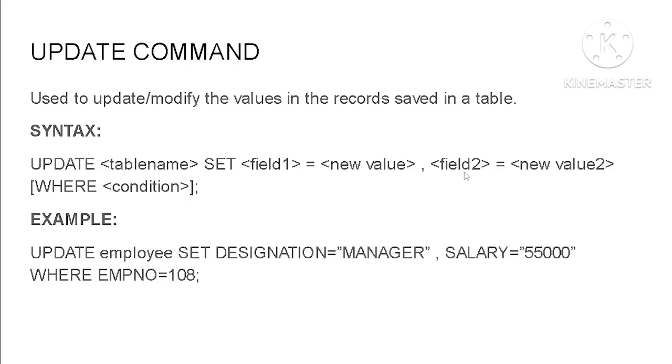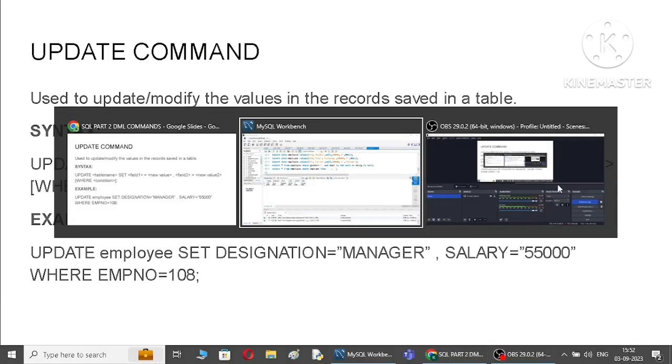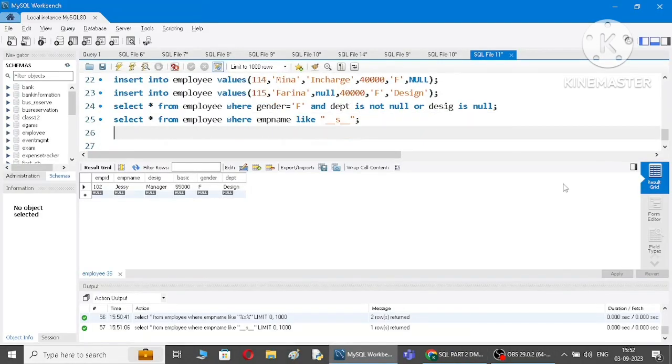Comma. I want to change the designation. What is the new value? Comma. What is the other field? So you can update more than one field. After that, give the where condition. If you don't use the where condition, suppose there are 1000 records, all the 1000 records will be set with this new salary and new designation. So you have to be careful while updating.